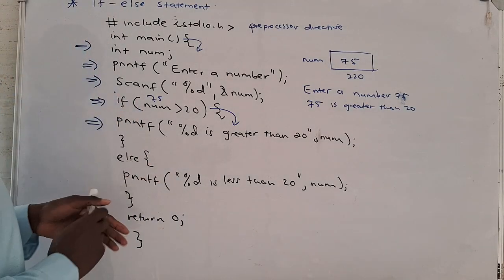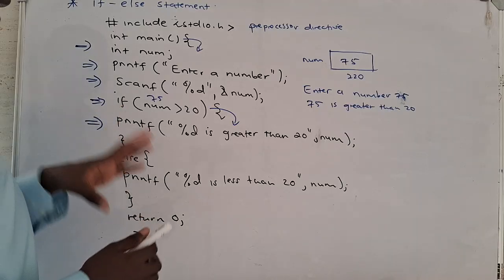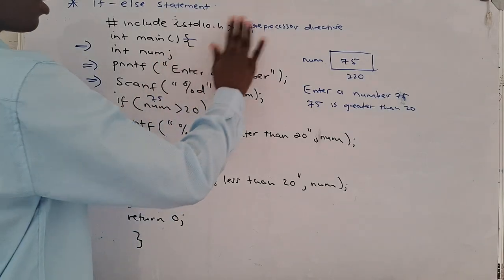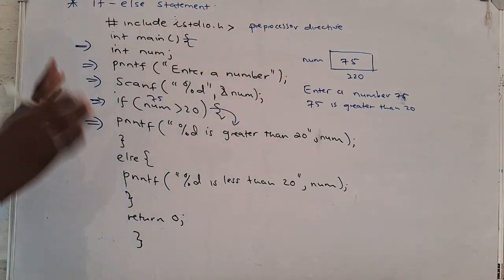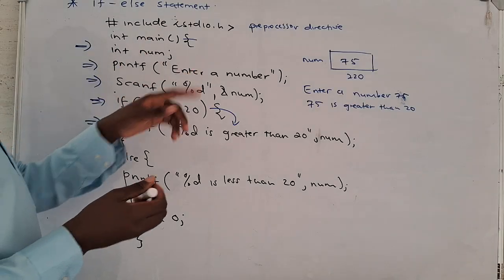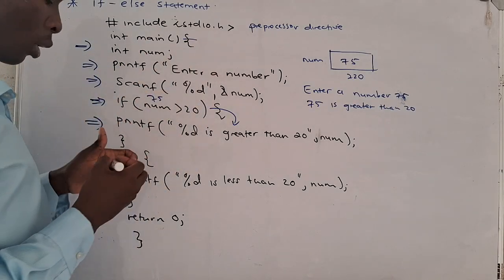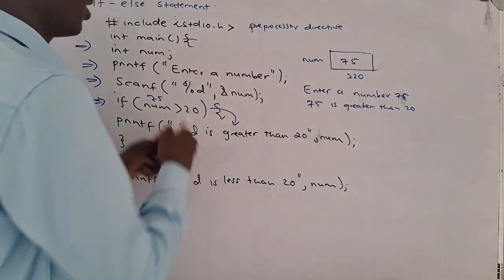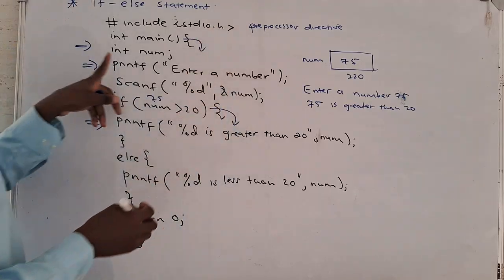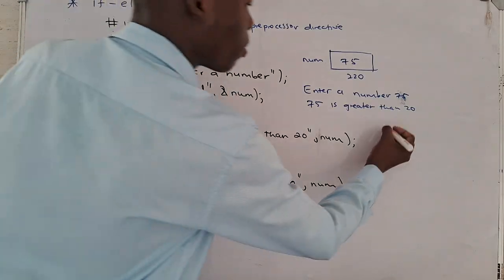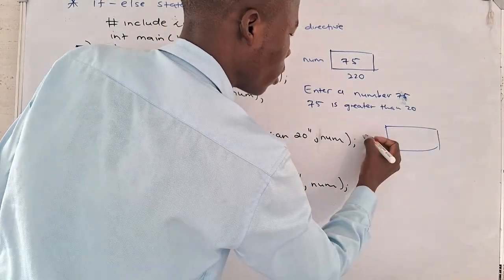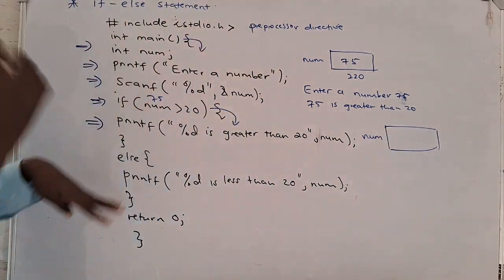Let's run the program again. If you run the program again, this is the preprocessor directive. It is going to check for the int main function. Again, it is going to enter into the main function. Now it is in the main function. What is going to happen? int num. Some space is allocated for the variable num. Okay, enter a number.